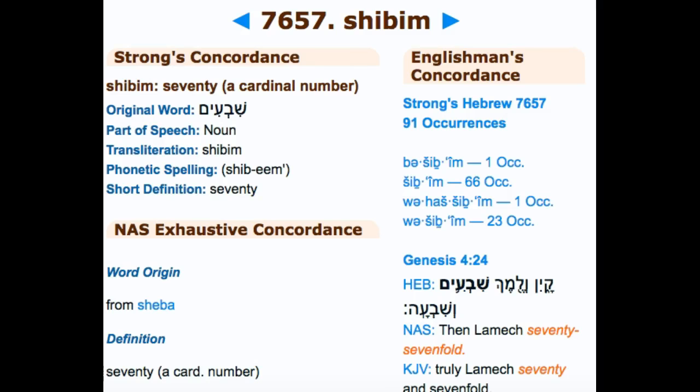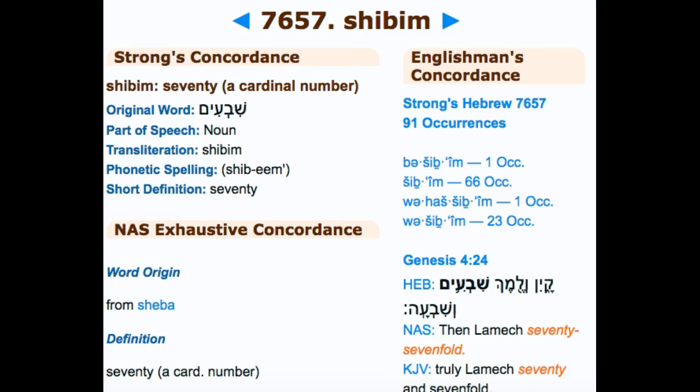Now we looked at the pictographic version of the number 70, which is the letter ayan, which means to see, experience, or to watch, but here it actually is used as shabayim, and this is according to Strong's H7657, where you see it in Strong's Concordance, and it has 91 occurrences. It's a cardinal number, and it's pronounced shabayim, which means 70.